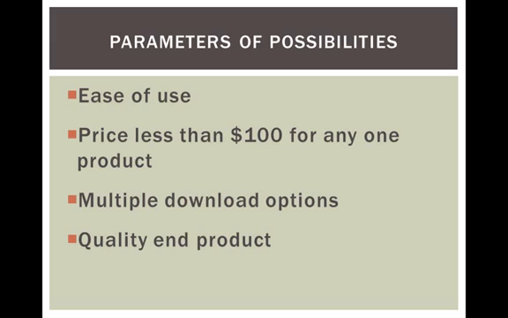We're going to look at items and resources that are less than $100 for any one product. Now, some of these things are not $100 for the year. It might be $100 for 3 months, but I wanted to keep a price line of about $100 per product. And I wanted to look at things that had multiple download options.